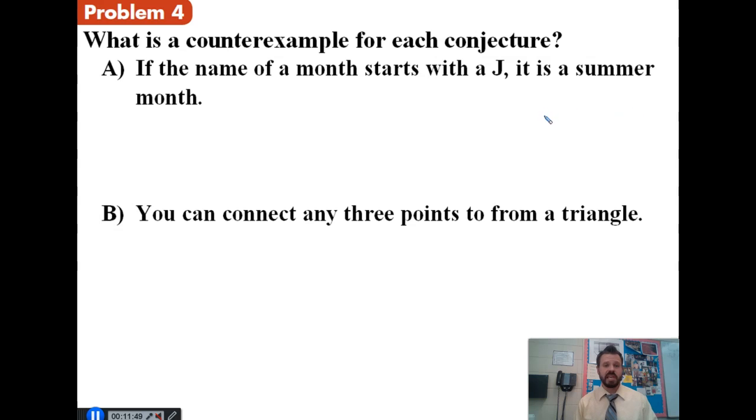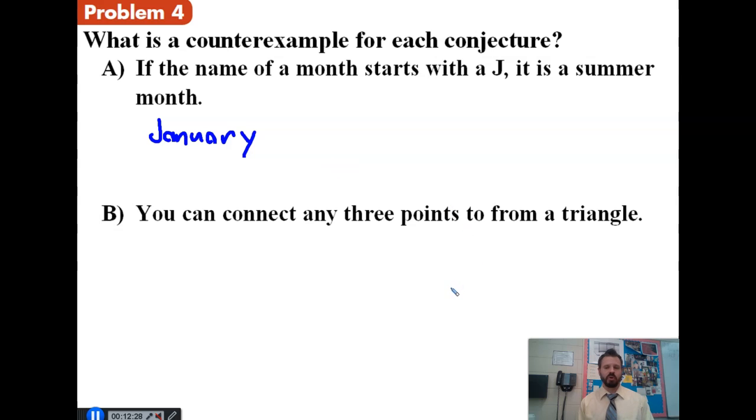The conjecture in part A says, if a month starts with a J, it is a summer month. Why would you make a conjecture like this? Let's say you don't know anything about English. You flip open a calendar in the summer. You see June, it starts with a J, and it's in the summer. You see July, it starts with a J, it's in the summer as well. And you start to notice a pattern. So you may make the conjecture, if the name of a month starts with a J, it's in the summer. A counterexample of that conjecture would be January, because it is a month that starts with a J, but it's not in the summer.